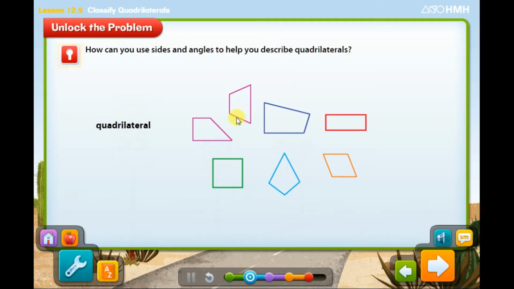As you see here, all these shapes are quadrilaterals. Why? Because each has four sides. If you count the sides of this shape, it will be 4. 1, 2, 3, 4. And this also 1, 2, 3, 4, and so on. However, every one of these shapes has a different name. They're all quadrilaterals, but each has a separate name. So let's unlock and see how we can describe these shapes.